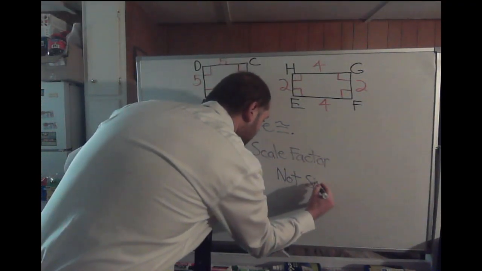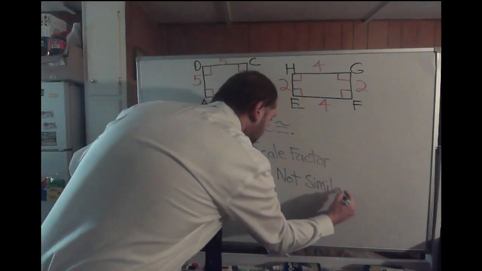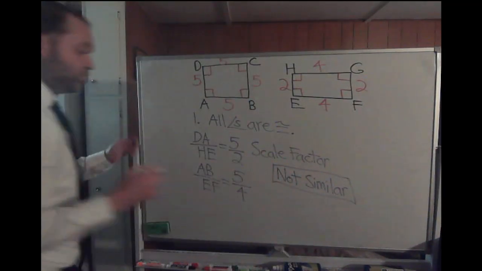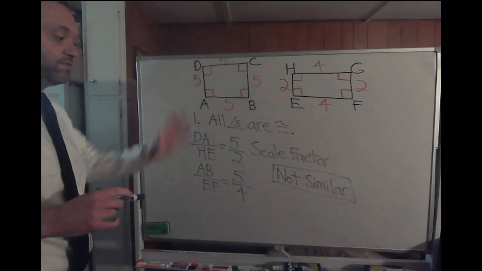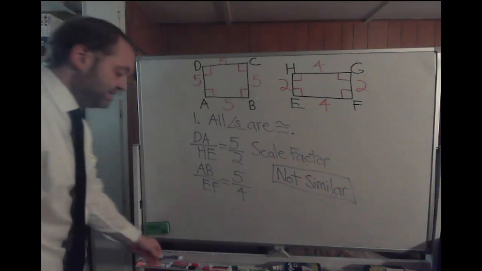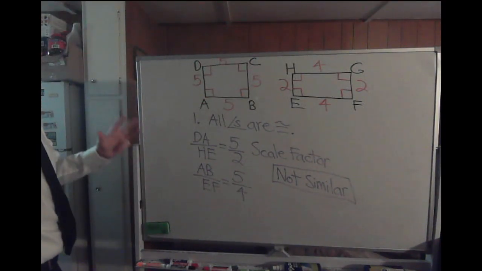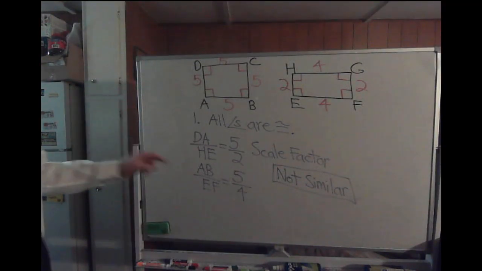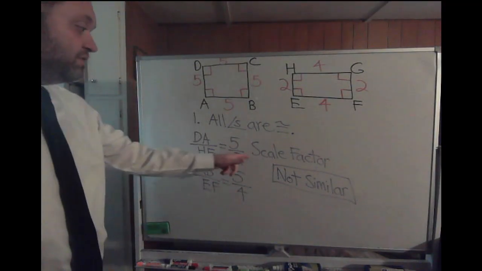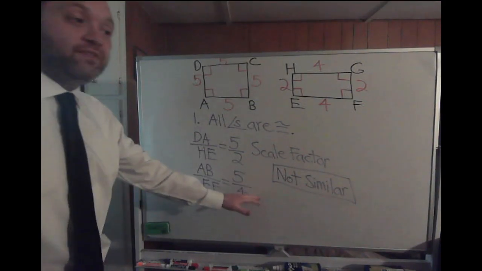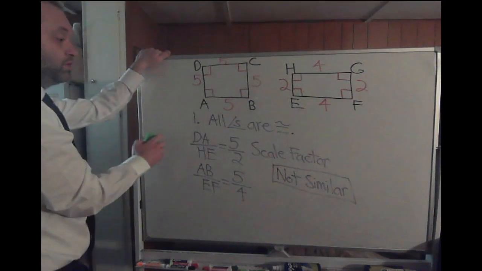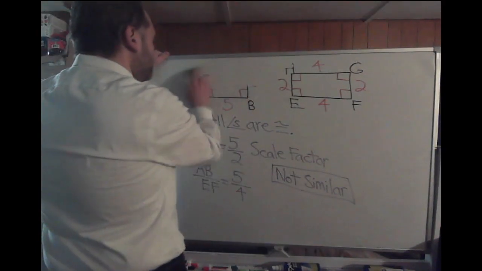They are not similar at all because their sides are not in proportion. They don't have the same scale factor for each set of corresponding sides. If they were to truly be similar, all the sides would either have to have the scale factor 5 to 2 or 5 to 4. One or the other. It can't be both. So they're not similar because the sides aren't in proportion.